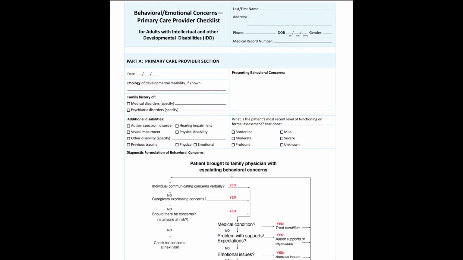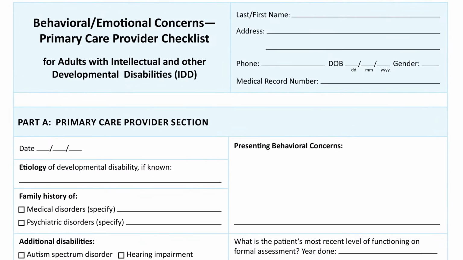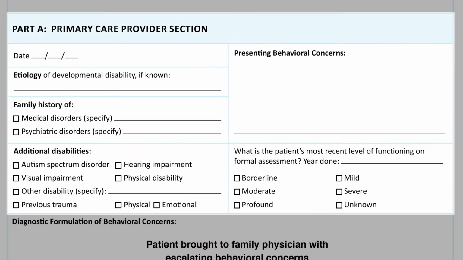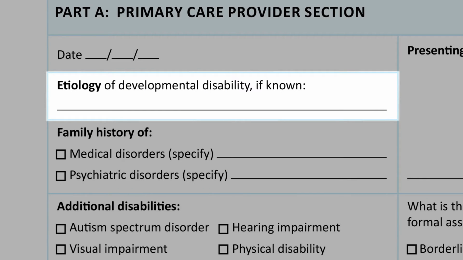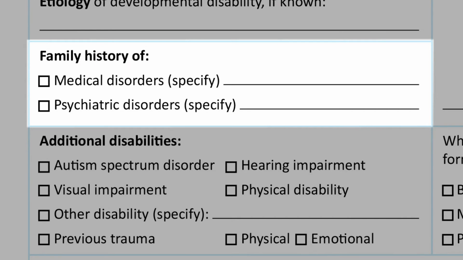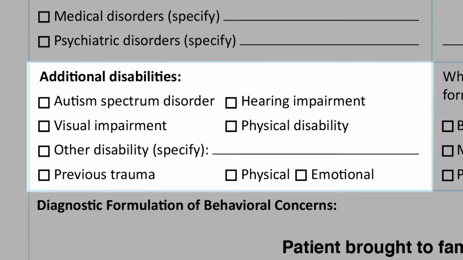behavior. So I'll step you through this, and the first section is just some basic demographic information, but it's things like etiology of the intellectual disability. That's terribly important because often it's possible to generate a differential diagnosis just based on the etiology. Is there any family history? Of course, that's important. A checklist of additional issues that could be very important. For example, autism spectrum disorder, or vision or hearing impairments, or other disabilities, if there's known previous trauma.